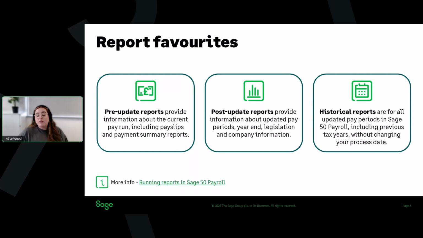And then lastly, historical reports. So these are going to be for all updated pay periods in Sage 50 Payroll, and this does include previous tax years as well. And when you run a historical report, all it'll do is ask you to specify a date range. So if you want to view previous tax years' information, all you need to do is specify that date range in there, and there's actually no need to change your process date with them. So really convenient for those.